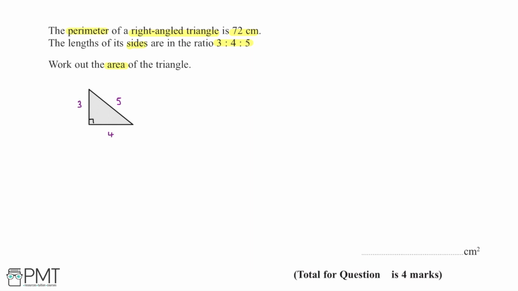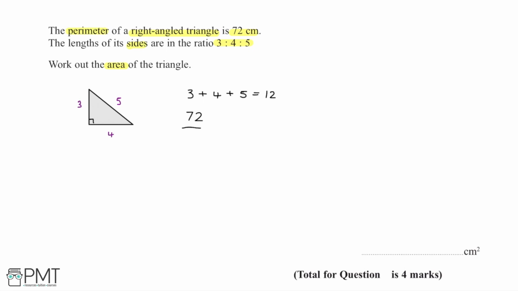Now we're told that the perimeter of the triangle is 72 centimetres. So there's got to be a way we can scale up this ratio of 3 to 4 to 5 to have these side lengths sum to 72 centimetres to be the perimeter of this triangle. So if I take 3 and add on the 4 and the 5, that's going to give us a value of 12.